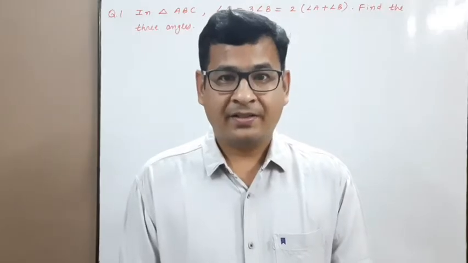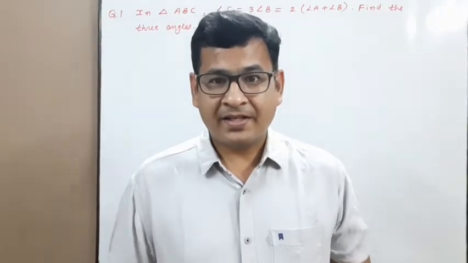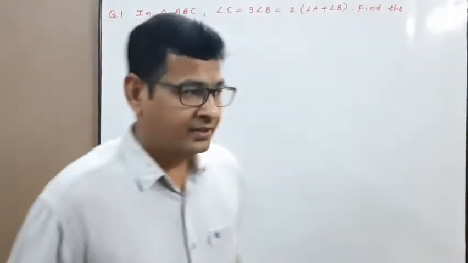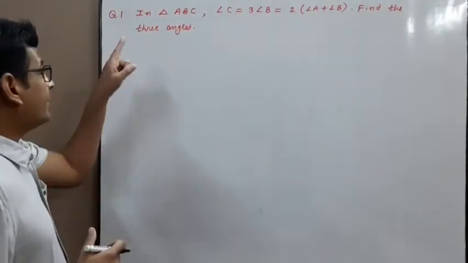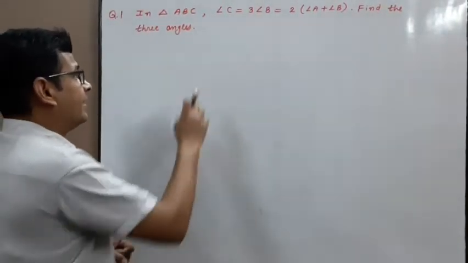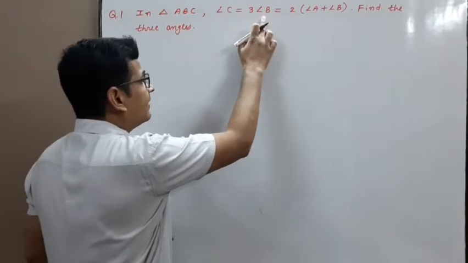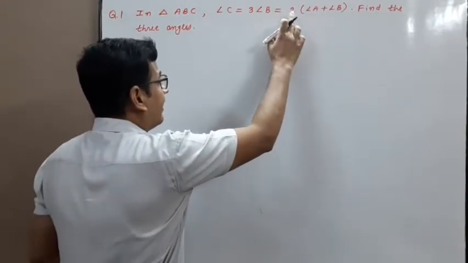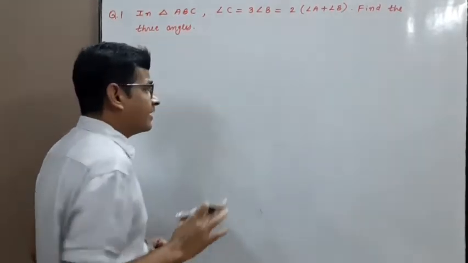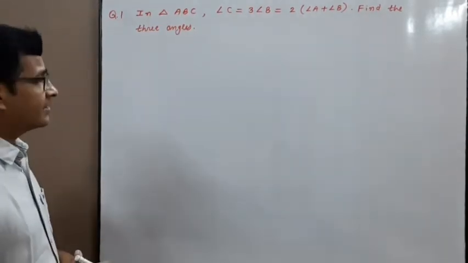Hello students, today we are going to discuss extra problems based on linear equations in two variables. Question number 1. In triangle ABC, angle C is 3 times angle B and 2 times angle A plus angle B. Find the three angles.